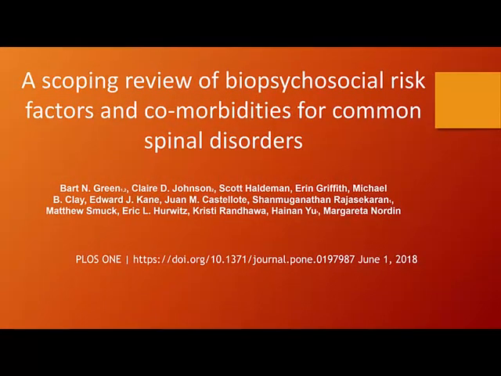The title is A Scoping Review of Biopsychosocial Risk Factors and Comorbidities for Common Spinal Disorders by Green, Johnson, and Haldeman et al., published in PLOS One in 2018.